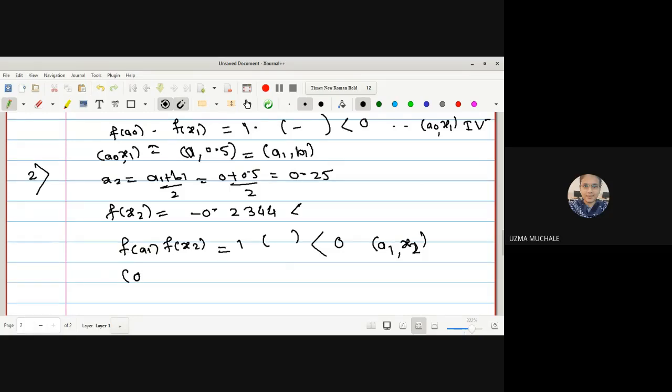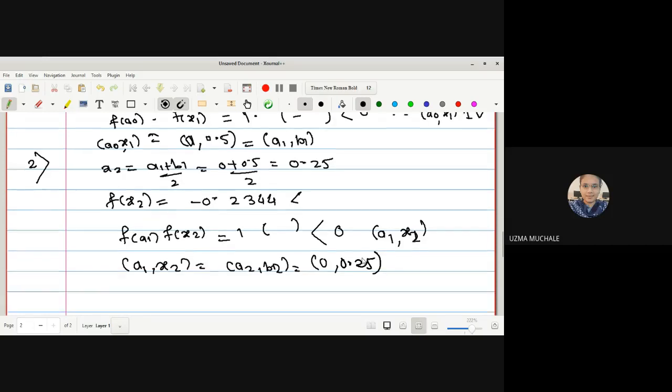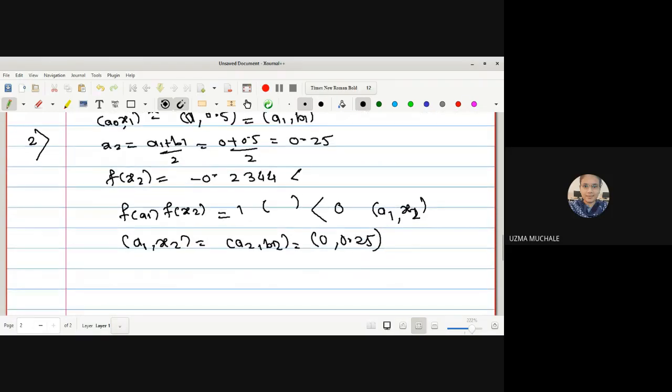Renaming the interval, that is a1 x2, as a2, b2. What is the value of a2? It is same as a0, which is 0. What is the value of x2? We have calculated it is 0.25. Okay.